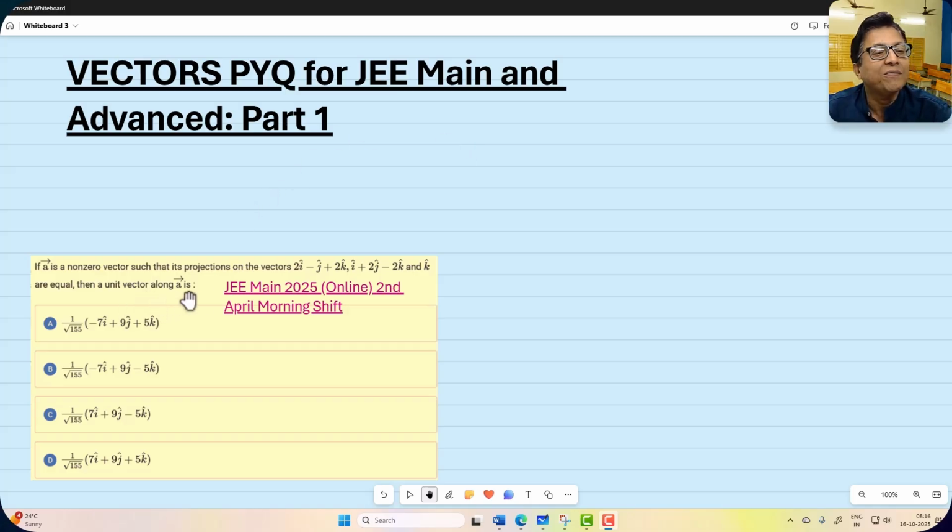A is a non-zero vector such that projections on these three vectors are all equal. Then find a unit vector along A. Before I start this question, I have to remind you of the length of projection of a vector on another vector. This is the vector B and this one A. The length of projection is given by the length of the perpendicular. AB is the vector, and the length of projection is LM.